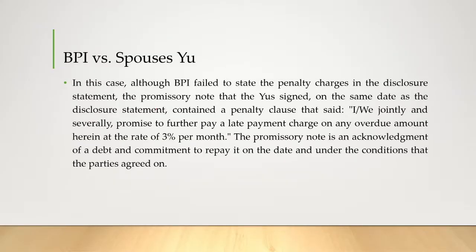So in this case, although BPI failed to state the penalty charges in the disclosure statement, the promissory note that the Yus signed on the same date as the disclosure statement contained a penalty clause. So dito pinayagan ng Supreme Court yung penalty clause. Although it is not stated in the disclosure statement, the same was indicated in the promissory note. So what was indicated in the promissory note? I or we jointly and severally promise to further pay a late payment charge on any overdue amount at the rate of 3% per month.